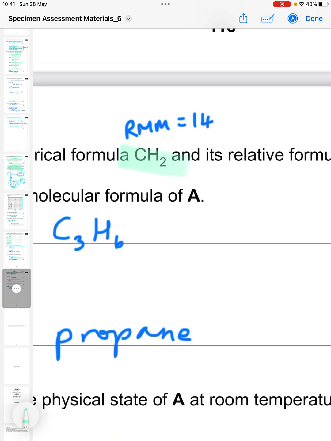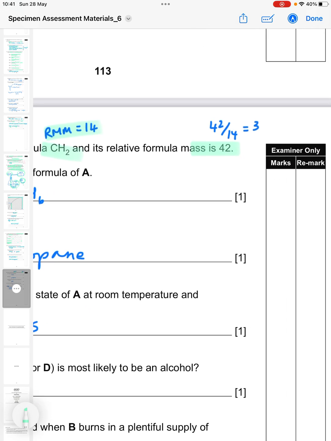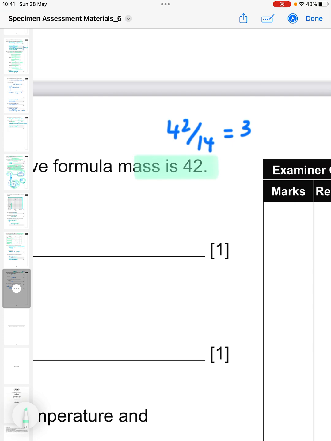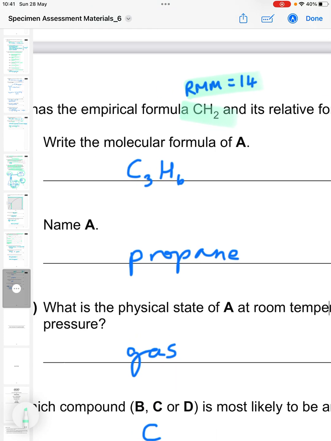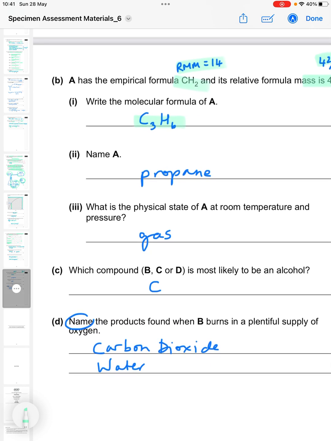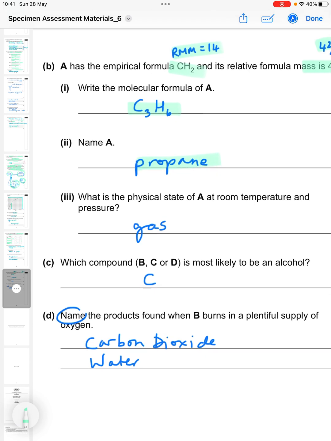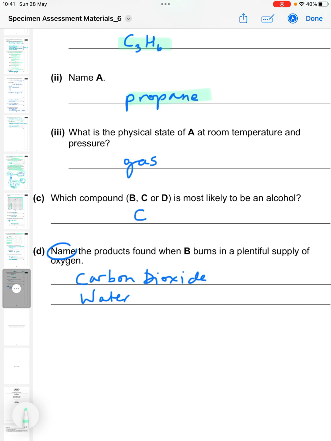So working out the relative molecular mass there for CH2. That's 14, so 12 plus 2 is 14. And then we know that the mass is 42. Divide that by 14 gives us 3. So multiplying that CH2 by 3 gives us C3H6. Name A, so meth, eth, prop, it's propane. And what's the physical state of A at room temperature and pressure? Well, it's a gas. Which one's most likely to be an alcohol?